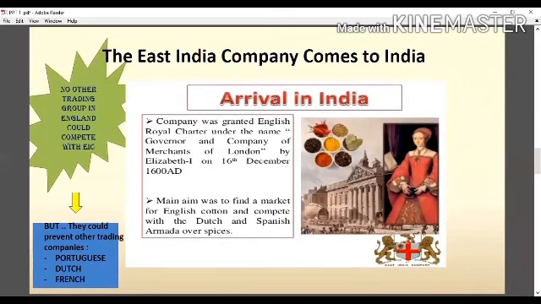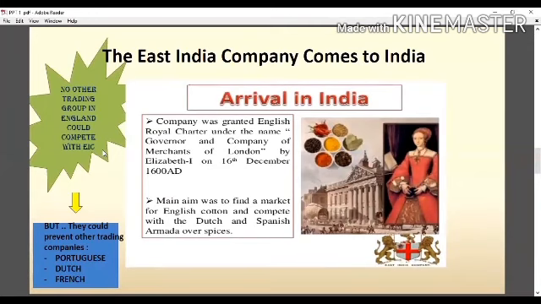When the East India Company came in 1600 AD, they got the Royal Charter. So what is this Royal Charter? Queen Elizabeth at that point of time gave this Royal Charter to the English East India Company. According to this charter, no other trading group in England could compete with the EIC. It gave them the sole right to have that trade relationship with India.